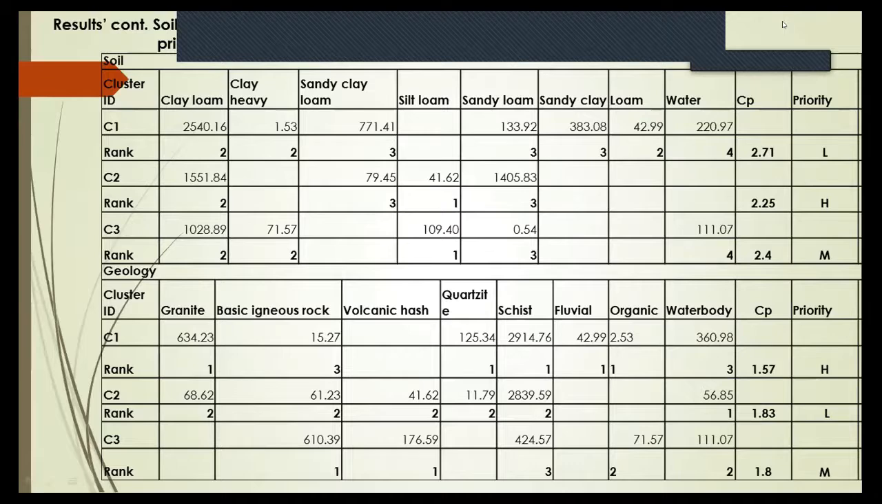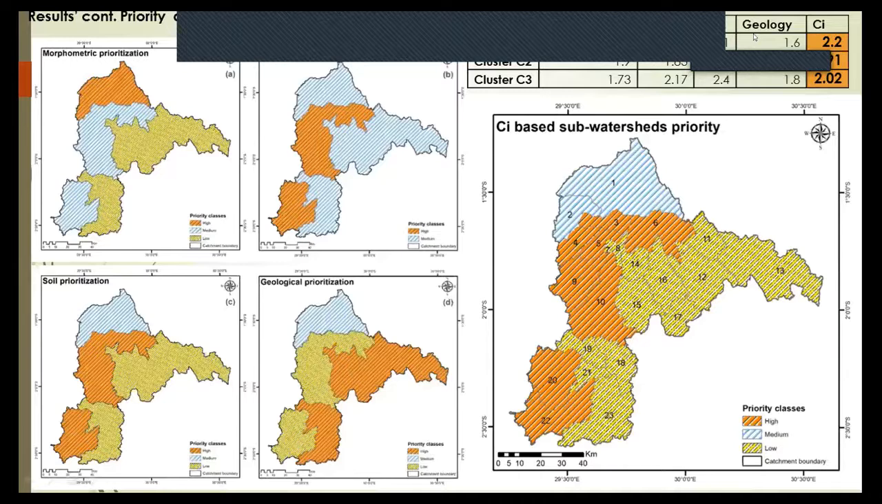And in terms of geology, the sub-watersheds under C1 got high priority, while the sub-watersheds under C2 got the lowest priority. So we again averaged the compound parameters to get composite index values. As with the compound parameter, the highest priority was given to sub-watersheds which recorded the lowest CI value. Based on this, we found that sub-watersheds under C2 have high priority, those under C1 moderate priority, and the low priority was given to sub-watersheds under C3.